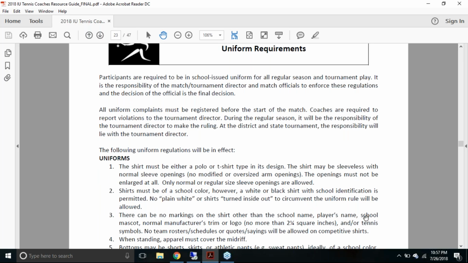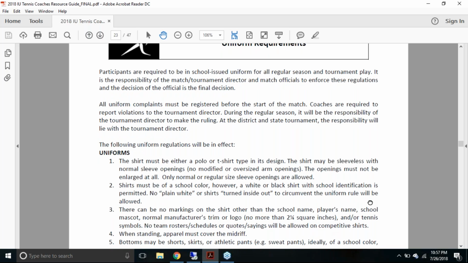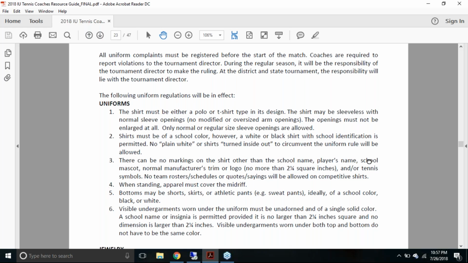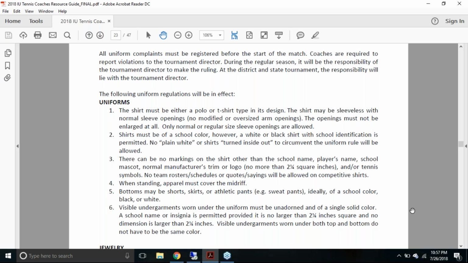All members of your team are required to be in school-issued uniform for all regular season and tournament play. It's the responsibility of the match or the tournament director and match officials to enforce the regulations, and the decision of the official is final. All uniform complaints must be registered before the start of the match. Coaches are required to report violations to the tournament director. During the regular season, it will be the responsibility of the tournament director to make the ruling. At the district and state tournament, the responsibility will lie with the tournament director.